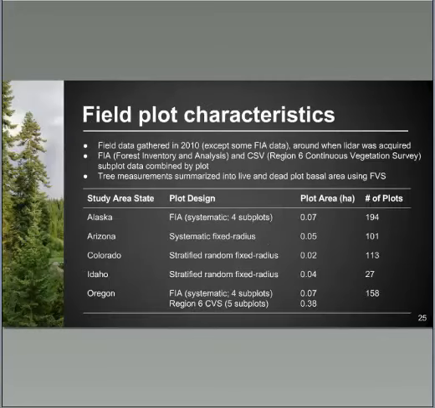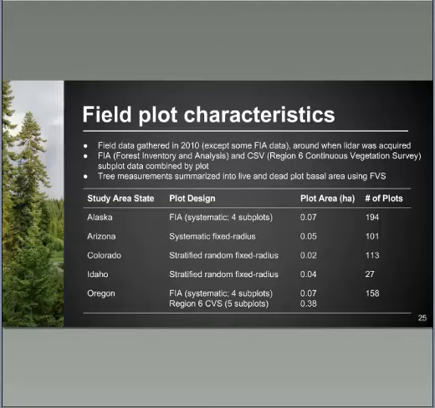So we had field data from lots of different sources for all these 5 study areas. Some of the field data was gathered for the purpose of projects measuring bark beetle mortality. Some were for other purposes, just forest inventory. In Alaska and Oregon, we had forest inventory data for the United States. And in Oregon, we also had continuous vegetation survey data.